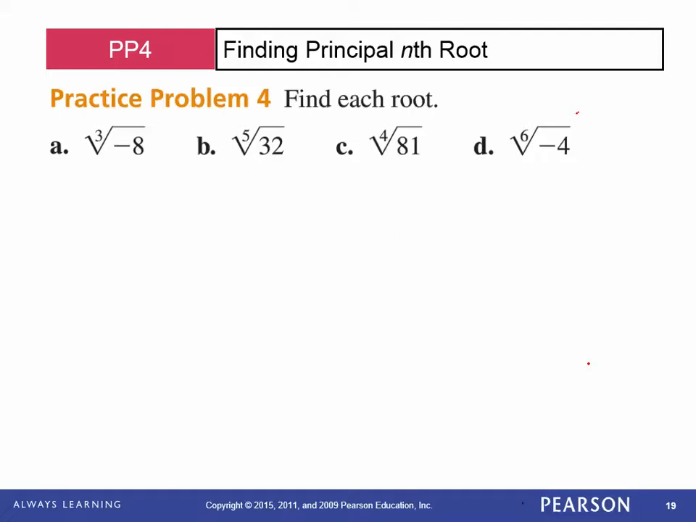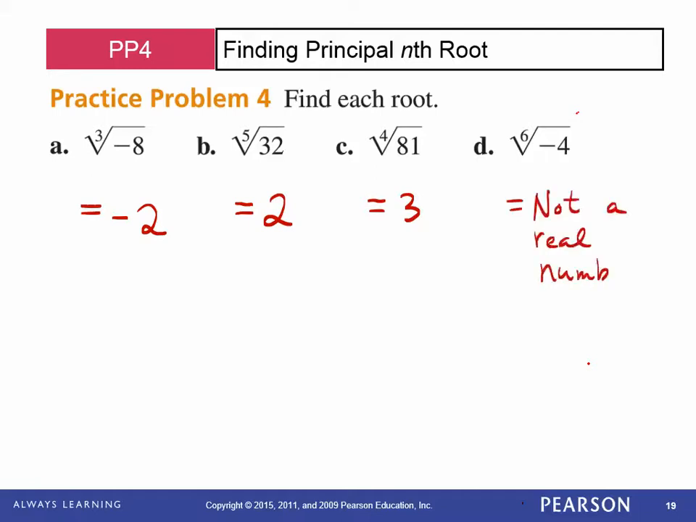Okay, the cube root of negative 8. That will be a negative 2, because negative 2 times negative 2 times negative 2 would produce that negative 8. Okay, the 5th root of 32, sorry, that would be a 2. The 4th root of 81, that would be a 3, again, because 3 times 3 times 3 times 3 is 81. And then the 6th root of negative 4, we say not a real number. You can't take an even root of a negative number.